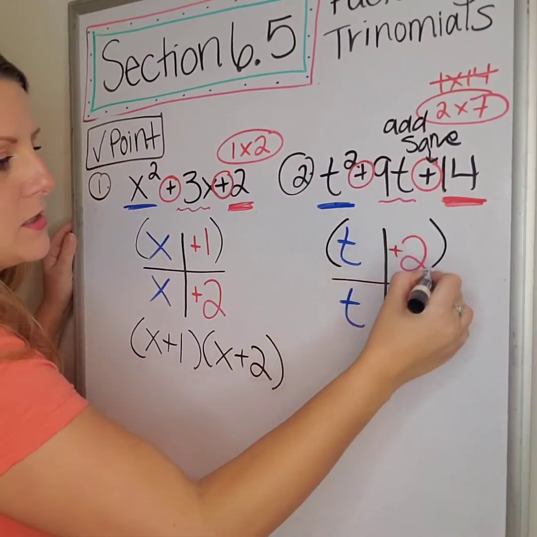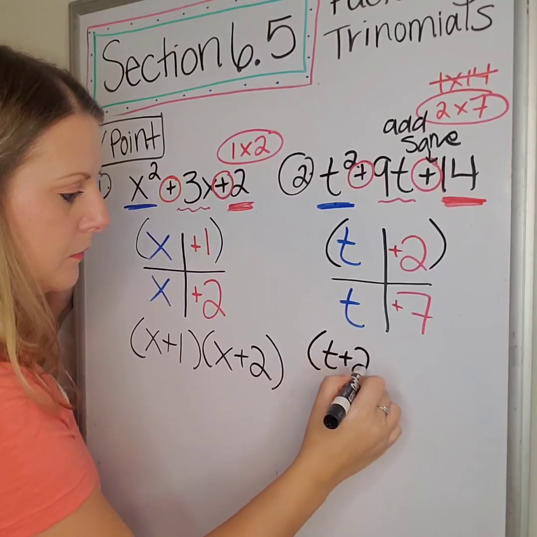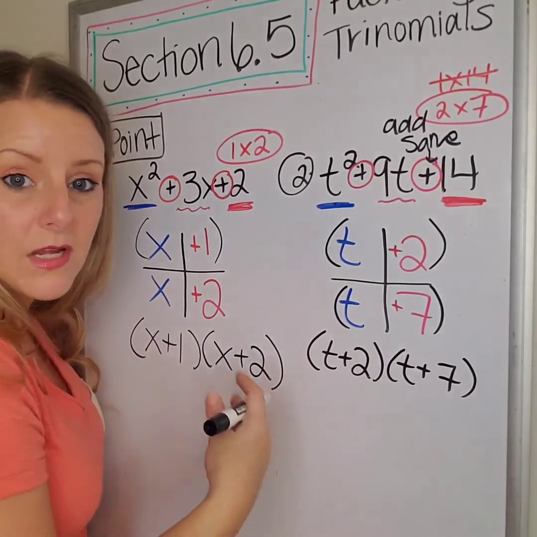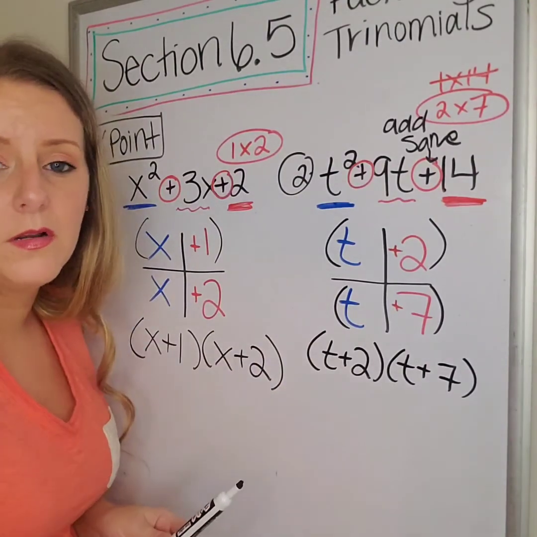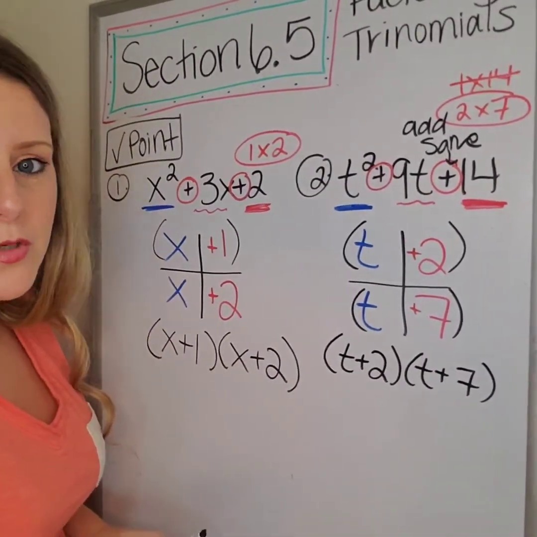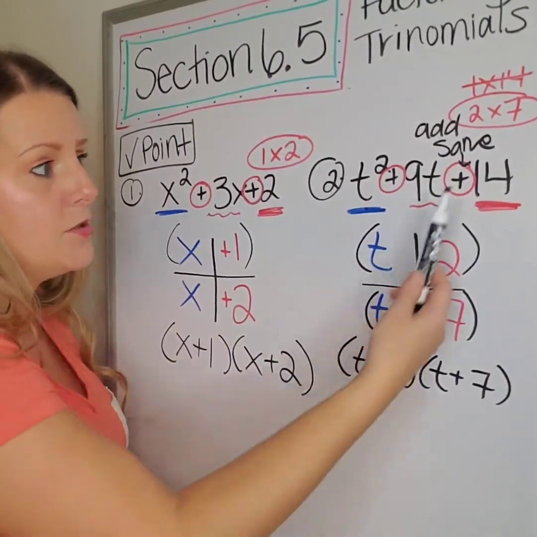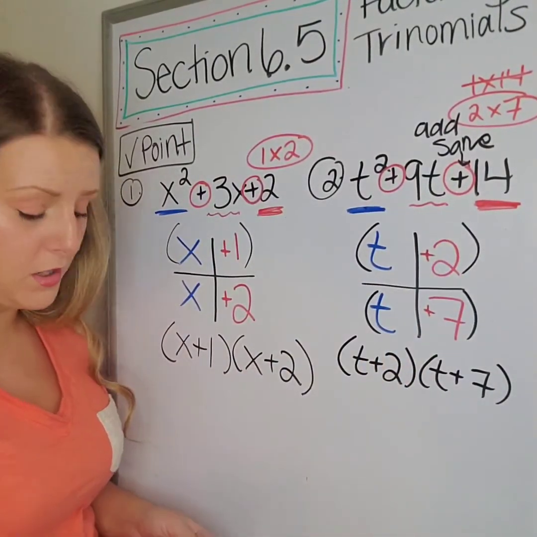So now your answer is t plus 2 and t plus 7, or t plus 7 and t plus 2. It doesn't matter the order. 2 plus 7, 7 plus 2, it still makes 9. 2 times 7, 7 times 2, it still makes 14. So order doesn't matter here.